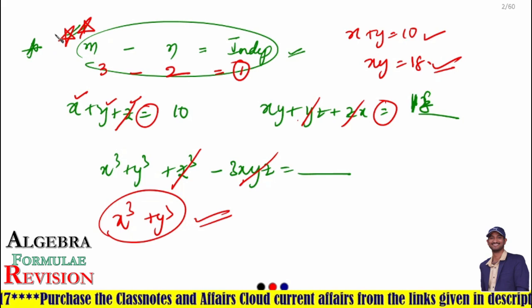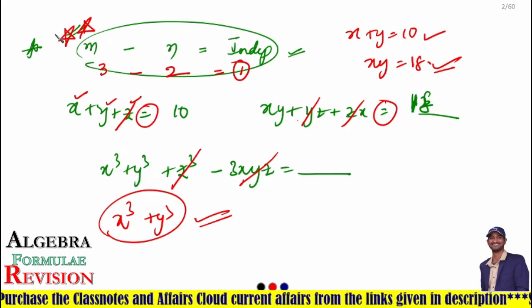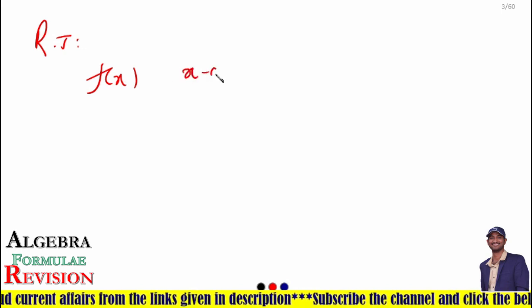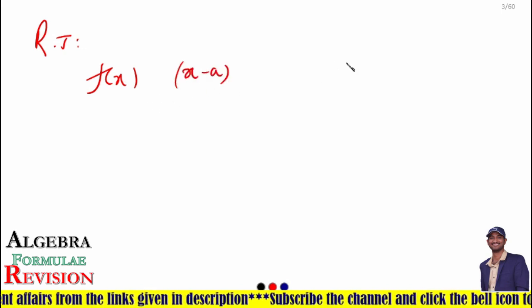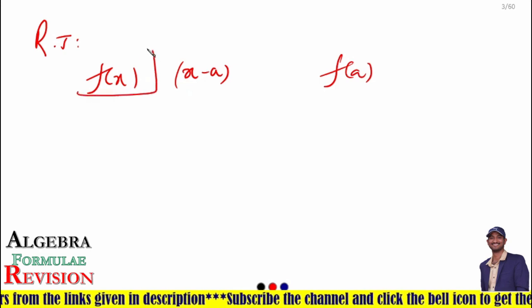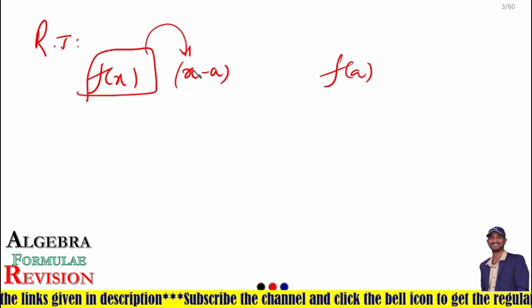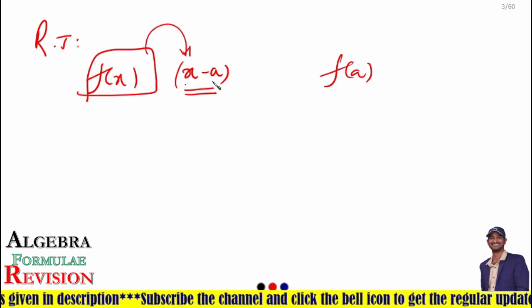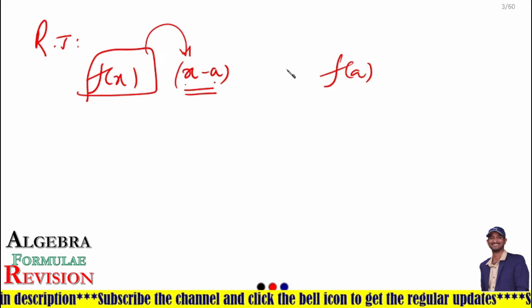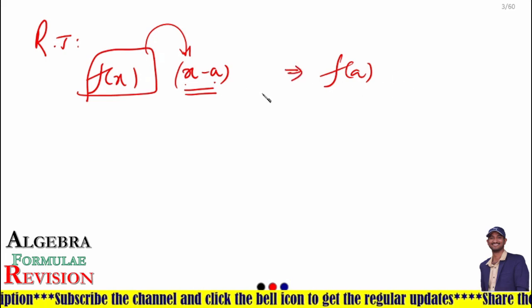The next thing in algebra is the remainder theorem. What is the remainder theorem? If a polynomial f of x is divided by x minus a, then the remainder is f of a. There is an expression, and if I divide the expression by some linear polynomial x minus a, then I can directly write the remainder as f of a.